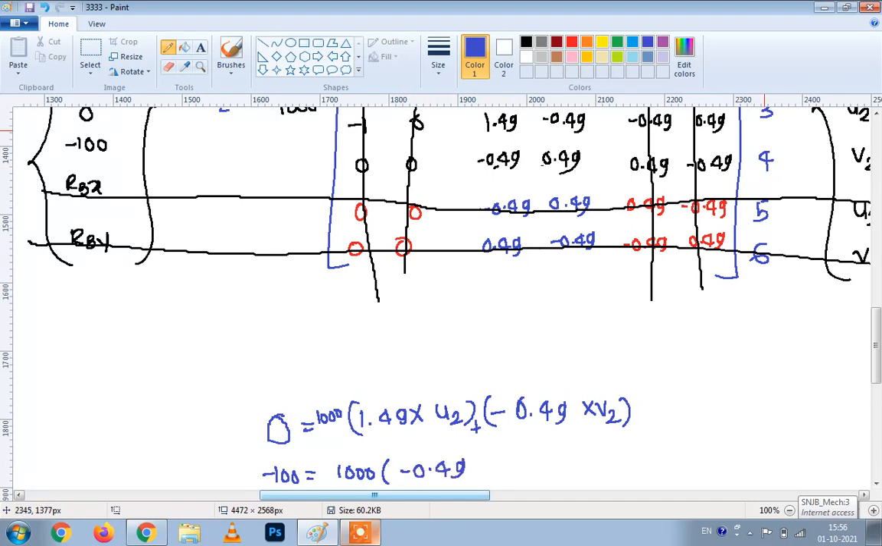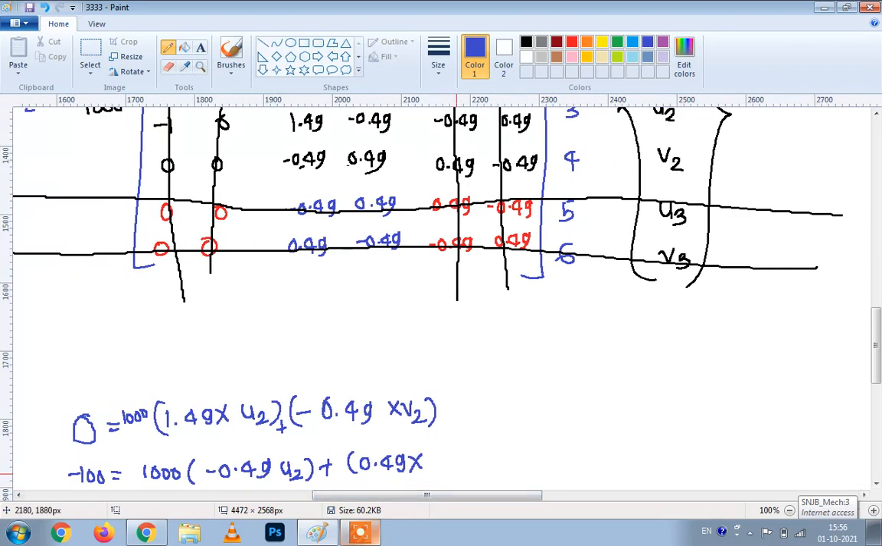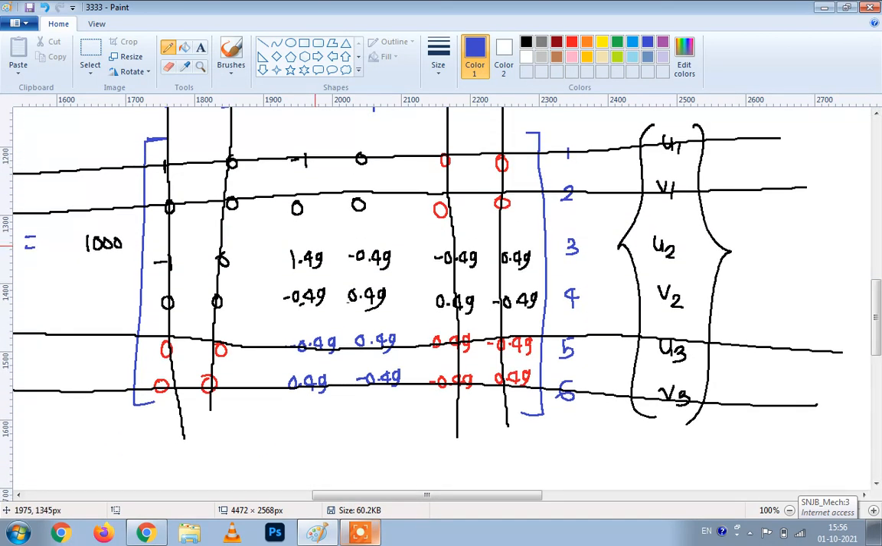0.49 into this U2 plus 0.49 into this V2. So simply what we have done, for first we are multiplying these 2 plus multiplication of these 2. For second, we are multiplying these 2 and we are adding these 2.